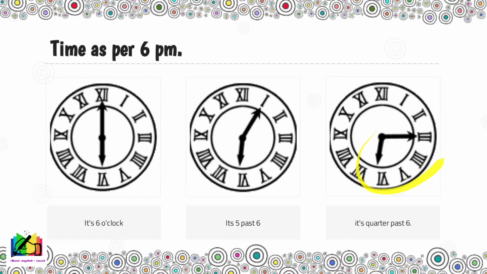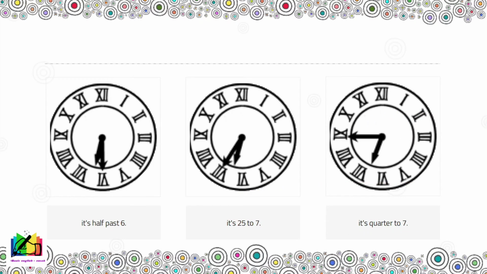So here we can see it's quarter past 6. As we know that it's 30, right? So we will say it's half past 6. As we continue, this is the section of to. So we can say it's 25 to 7, as we learned that for the upcoming hour we speak about the remaining minutes. So that is 25 to 7. Now we know that it's a 15-minute gap here. So we will say it's quarter to 7, which is the upcoming hour 7.